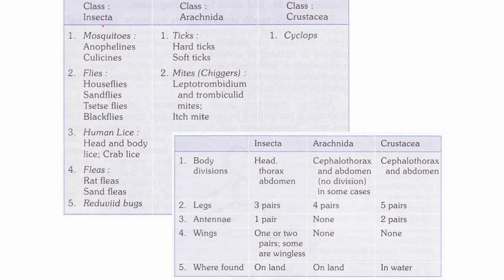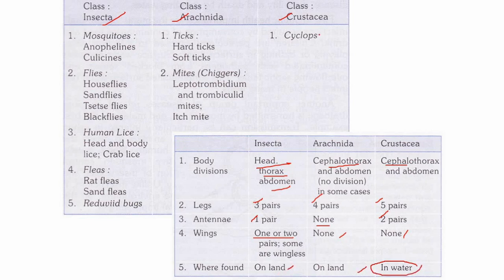Here it is broadly divided into Insecta, Arachnida and Crustacea. Insecta has head, thorax and abdomen. Arachnida and Crustacea have a cephalothorax, that is, head and thorax combined. Legs: we have 3 pairs, 4 pairs and 5 pairs respectively. Antenna: 1 pair, 0 and 2 in Crustacea. Wings: Insecta has 1 or 2 pairs of wings, Arachnida has no wings, and Crustacea has no wings. When it comes to habitat, Crustacea live in water, while Insecta and Arachnida live on land.